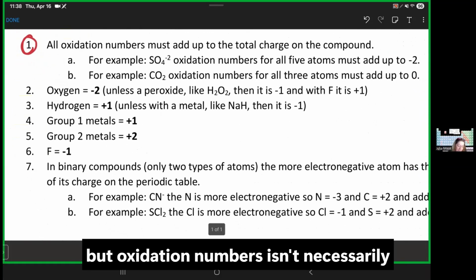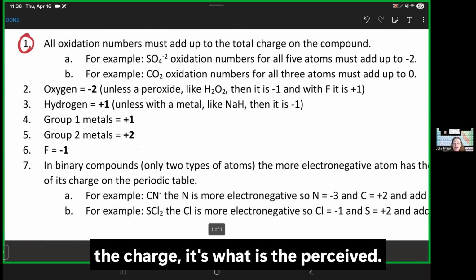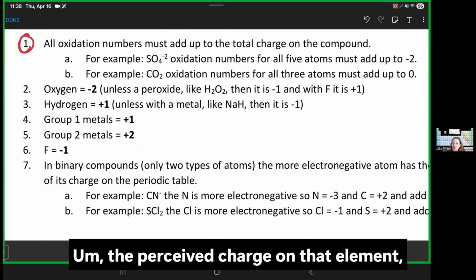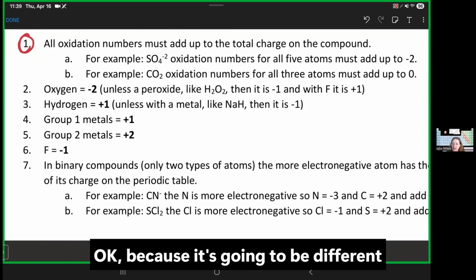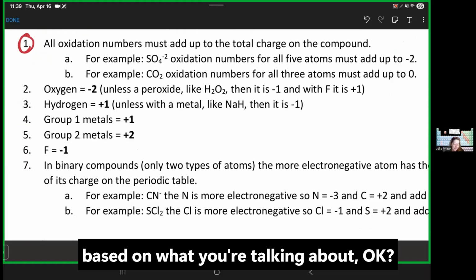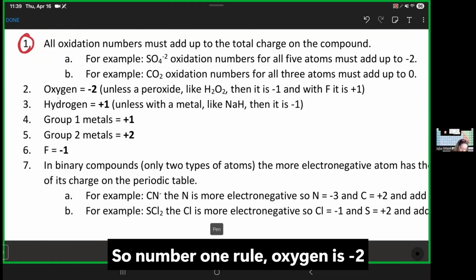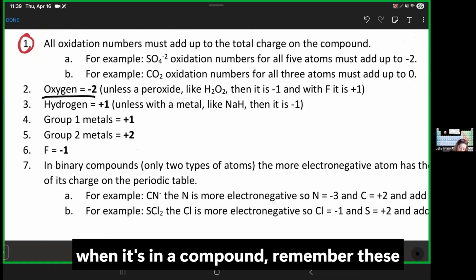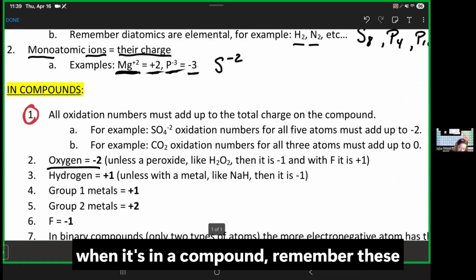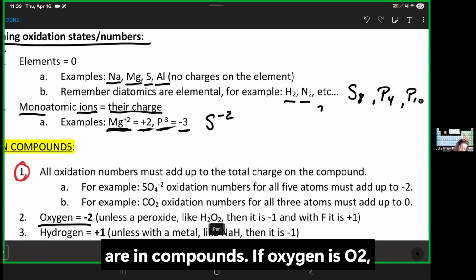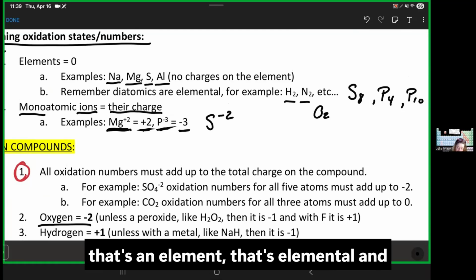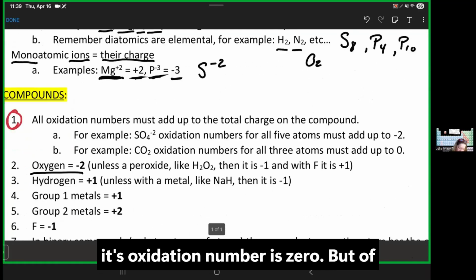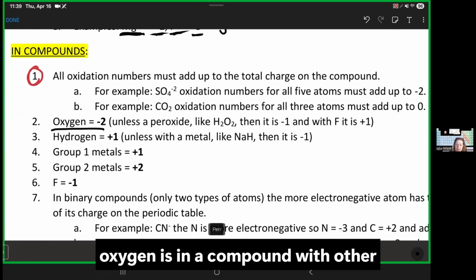But oxidation number isn't necessarily the charge. It's the perceived charge on that element, because it's going to be different based on what you're talking about. So number 1 rule, oxygen is -2 when it's in a compound. Remember, these are in compounds. If oxygen is O2, that's an element. That's elemental, and its oxidation number is 0. But if oxygen is in a compound with other elements, it is -2.